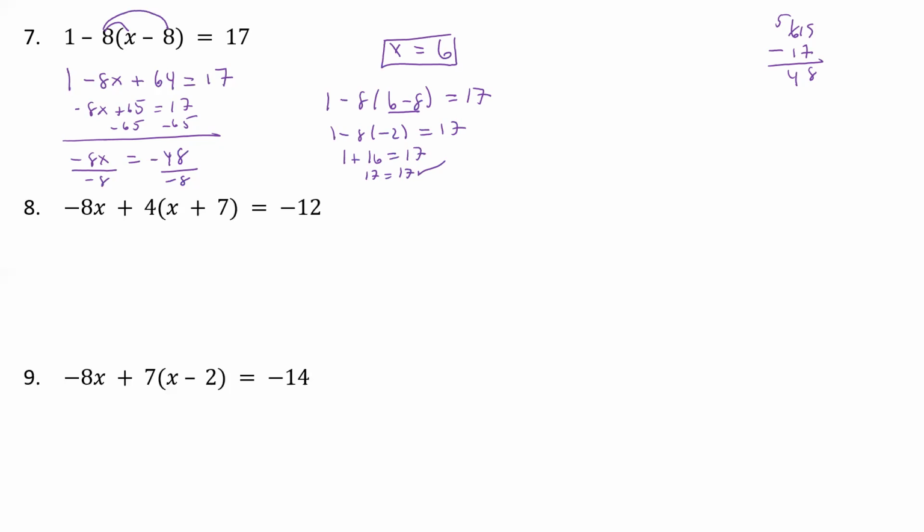All right, so now what do we have? Well, now we have to distribute here and here. So we have a negative 8x plus 4x, then 4 times 7 is 28 equals negative 12. All right. So on the left, I have like terms, but here it's supposed to be over here. So I'm going to subtract 28.